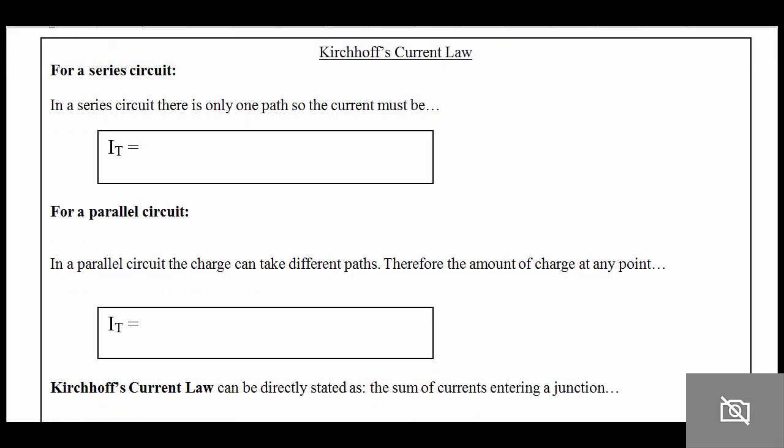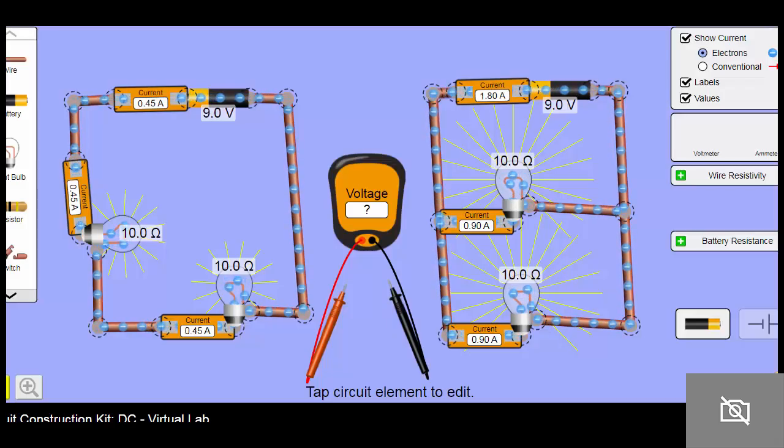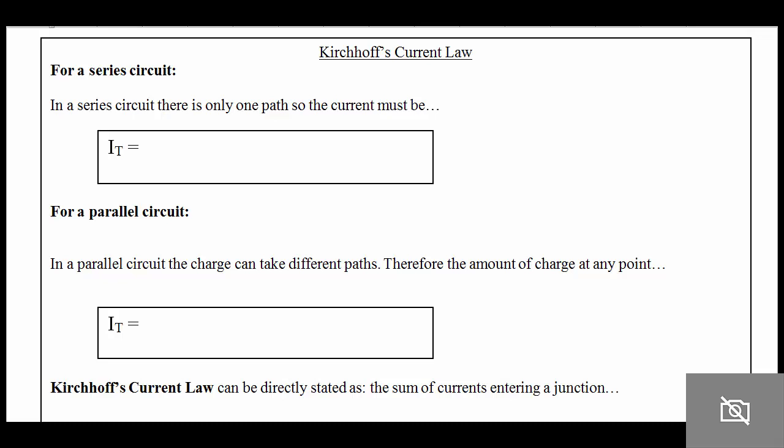If we look at our series circuit, what we'll notice right off the bat is that there's only one pathway for the electrons to flow. And so no matter where we measure our current, whether here at the battery or right next to one of the light bulbs, the current's going to have the same value in every location. So the total current is equal to the current through the first resistor, which is equal to the current through the second resistor, which is equal to the current through the third resistor, and so on. No matter how many resistors or light bulbs you have in your circuit, if they're connected in series, the current through each of them is going to be the same.